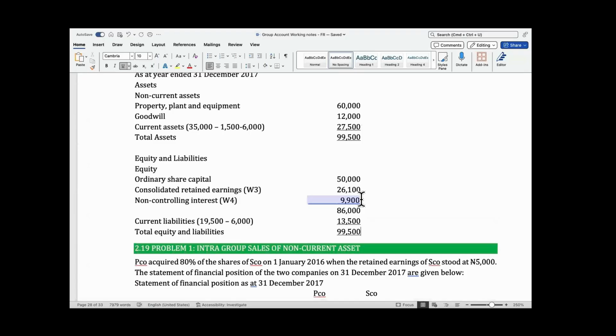So, sir, what I understood by this is that if there is unrealized profit, we'll first remove it from the post-acquisition profit before we now share the balance. But if there are goods that are remaining, we'll remove it from current liability and current assets. Am I on the track, sir? Not very well.